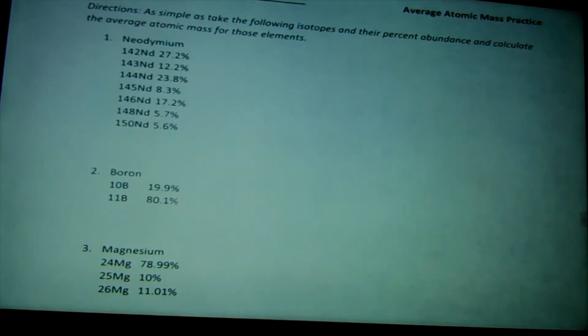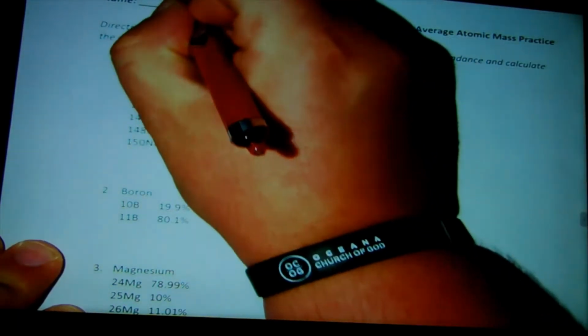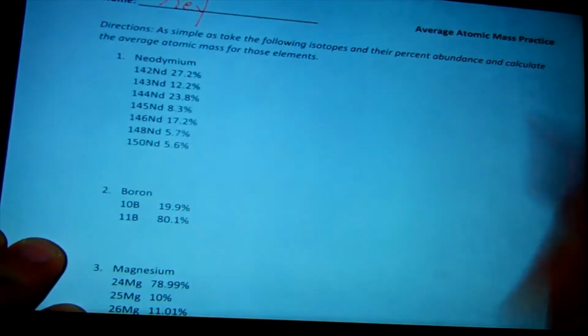But I cannot stress this enough to you. Memorize this process. Have it to memory of how you're going to get it. Okay? So, without further ado, let's get rolling. Let's work an answer key.